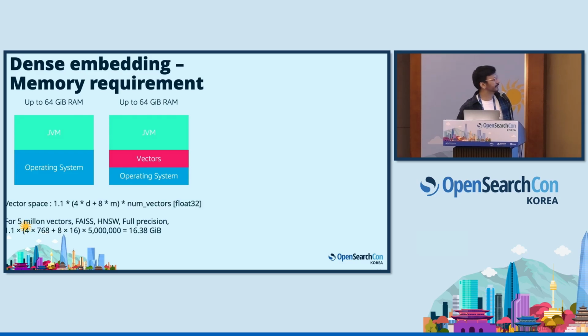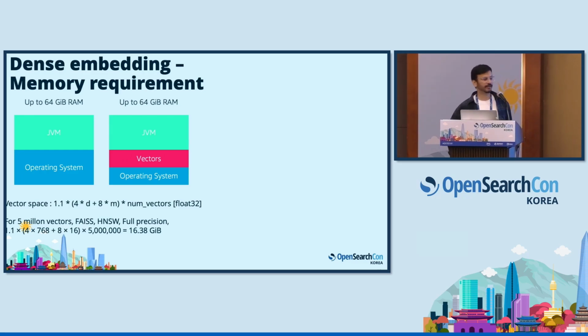This is another justification for why dense vectors are expensive and why sparse vectors are known as budget-friendly. For example, if you want to run KNN search for dense vectors with HNSW at full precision, for 5 million vectors you already need 16 gig of memory, and you need a 64 gig memory instance type to simply run these 5 million vectors.